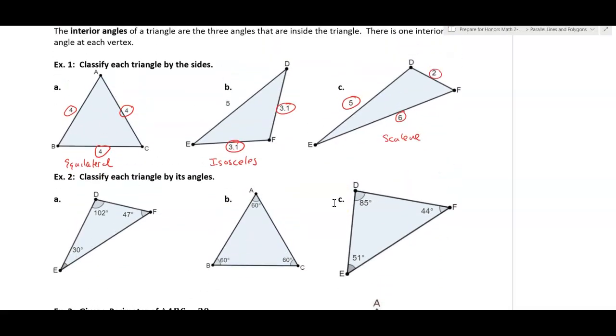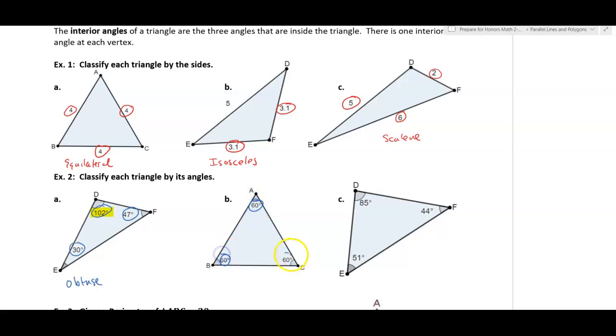Now we could also name or classify triangles by their angles. If there are no congruent angles, we either look for it to be acute or obtuse. So when I look at the first one here, none of these angles are congruent. But when I look at this biggest angle, it's above 90 degrees, so that has at least one obtuse angle, so this is an obtuse triangle.